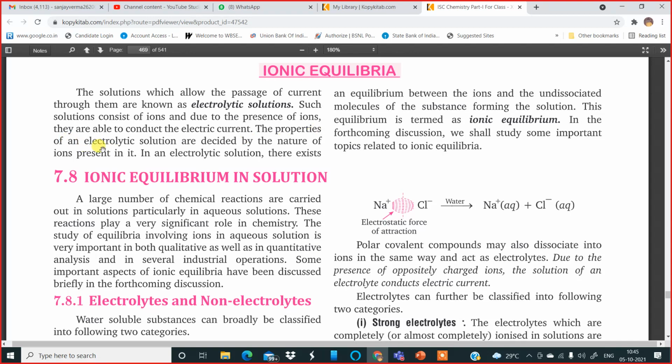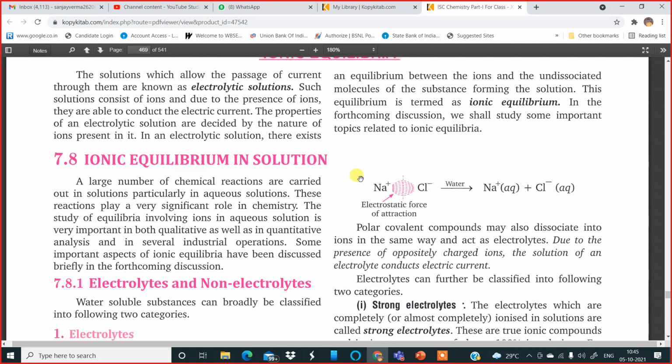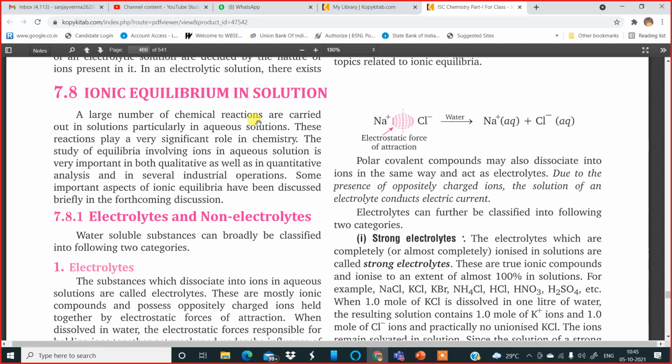The properties of an electrolytic solution are decided by the nature of the ions present in it. What type of ions are there? In an electrolytic solution, there exists an equilibrium between the ions and the undissociated molecules of the substance forming the solution. This equilibrium is termed as ionic equilibrium. So the equilibrium between the ions and the undissociated molecules of the substance is called ionic equilibrium, which we shall study in the chapter ahead. So let us go down further. Ionic equilibrium in solution can be studied in case of strong electrolytes and weak electrolytes as well.